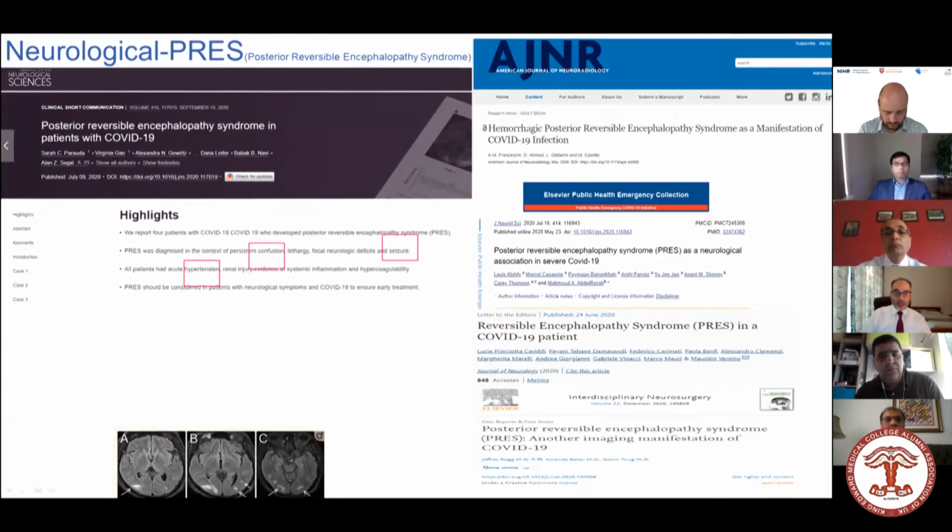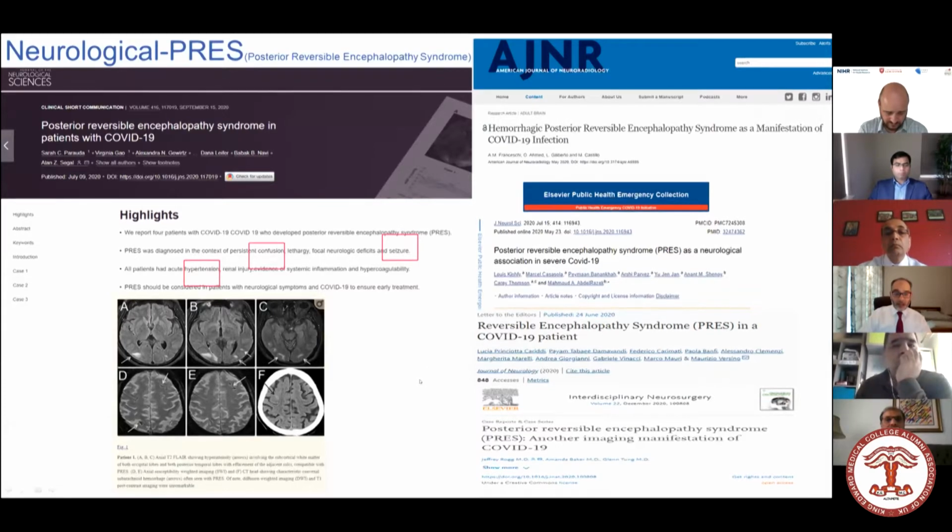How do we see that? In PRES, you will see involvement of the subcortical white matter of both occipital lobes and the temporal lobes. That's the typical feature of PRES. So this is encephalopathy, but involving the posterior lobes, the occipital lobe and the temporal lobe.